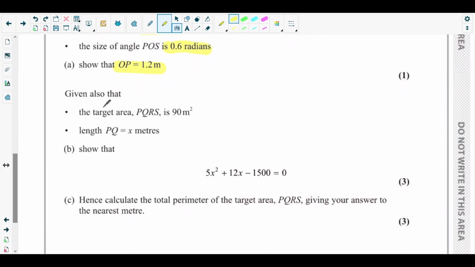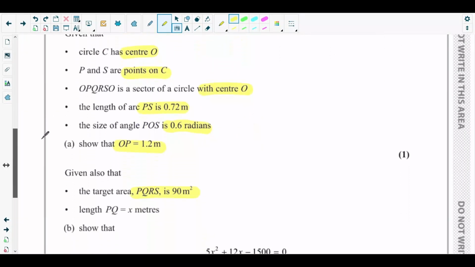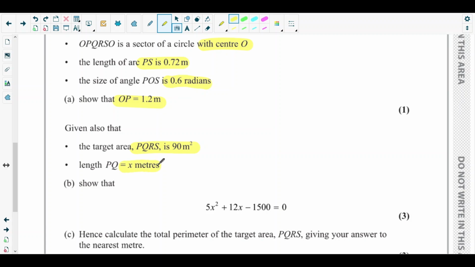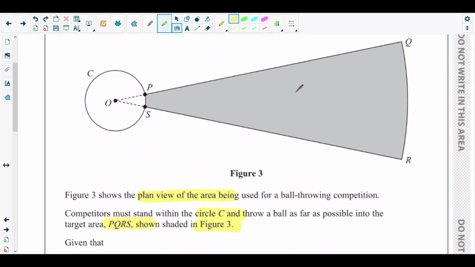Next is part B. The question says, given also that the target area PQRS is 90 meters squared, so the area of the shaded region is 90 meters squared, and the length of PQ is x meters. Part B asks to show that 5x squared plus 12x minus 1500 equals 0. The shaded area of region PQRS can be found if we subtract the area of the sector POS from the area of the bigger sector QOR.